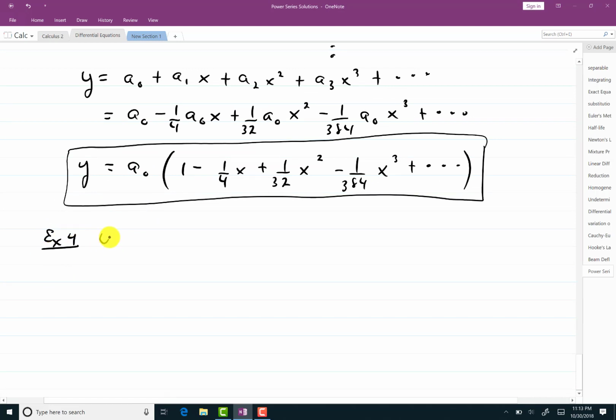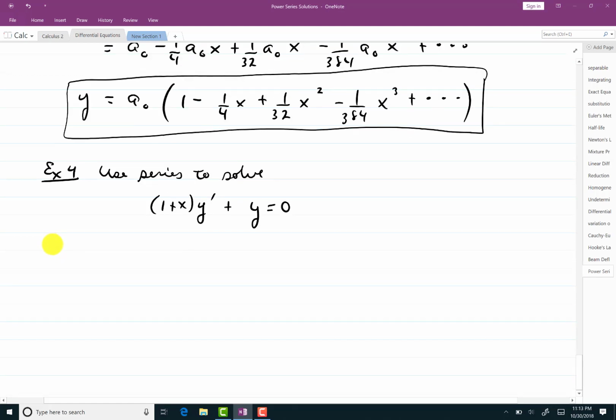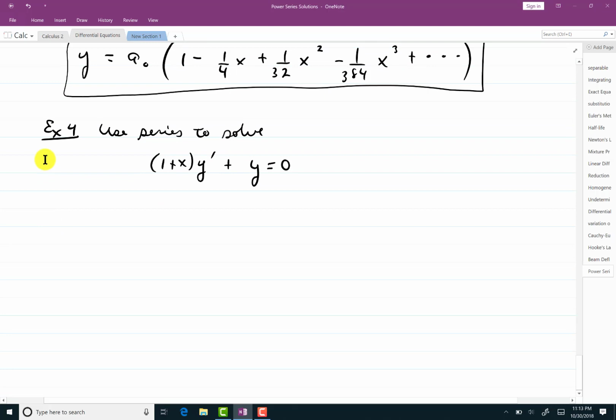For a more robust example, let me use a series to solve 1 plus x times y prime plus y equals 0. Everything is kind of a little bit light right now. I know you could divide by 1 plus x and do integrating factors, but I'm not going to do that. We're going to use a series. So you're going to do the same thing as you did before. Set y equal to an infinite series.